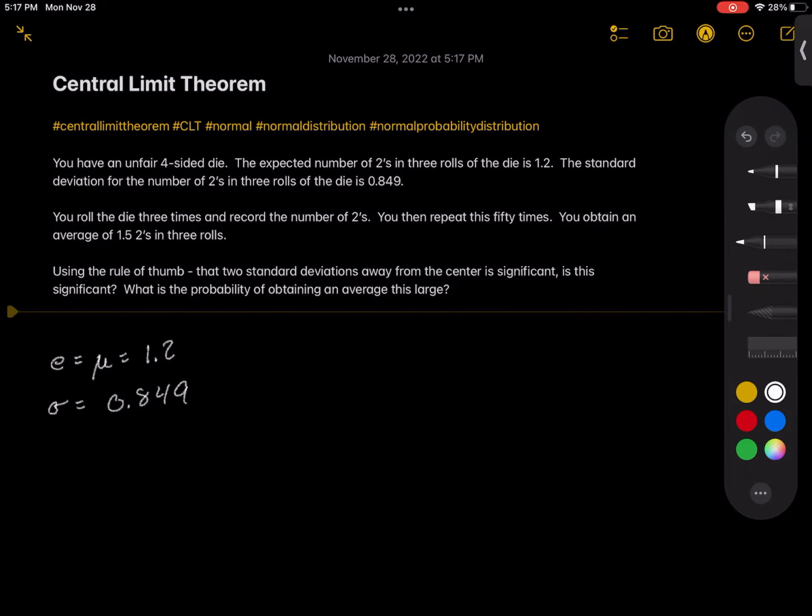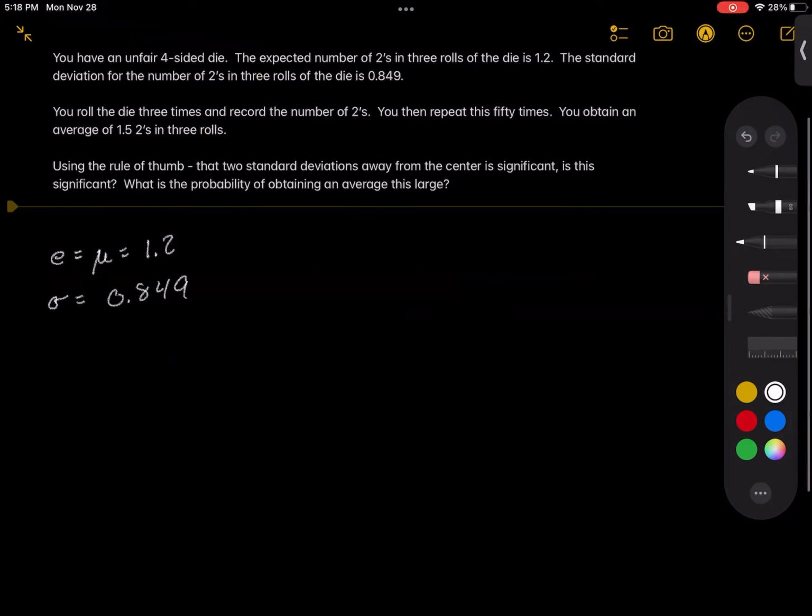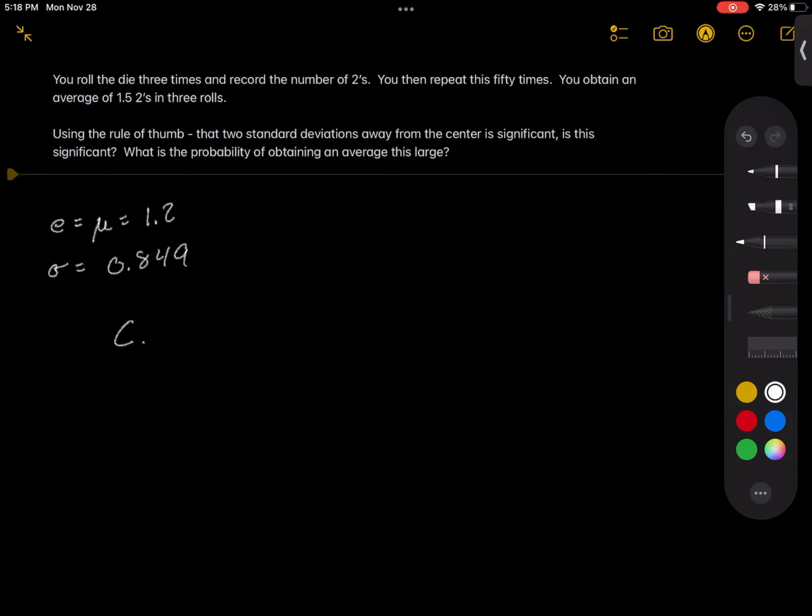Using the rule of thumb that 2 standard deviations away from the center is significant, is this significant, right? So our expected value is 1.2, we're getting 1.5, so a little bit higher than what we were expecting. Let's see if it's 2 standard deviations away. And after we answer that, we want to answer, what is the probability of obtaining an average this large? So because this is a central limit theorem problem, let's remind ourselves of what the central limit theorem tells us.